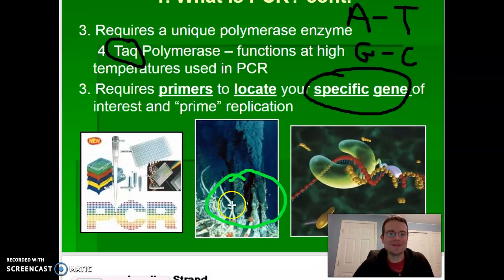So what you do is you design primers that can locate your gene of interest, because again, you know exactly what gene you're looking for, so you can design primers that attach to it.